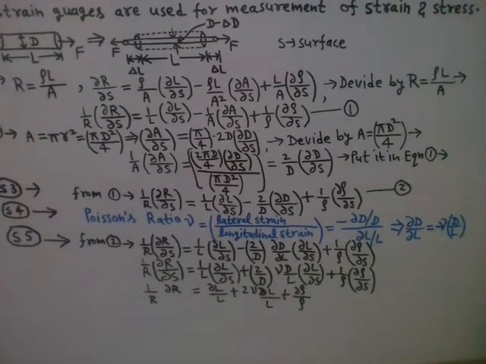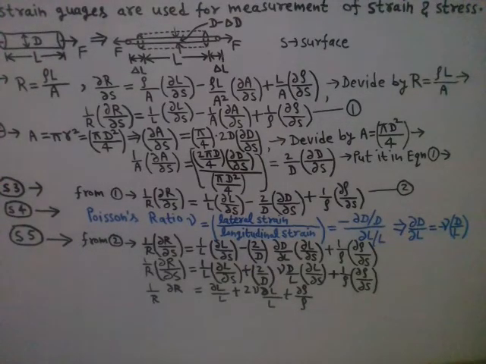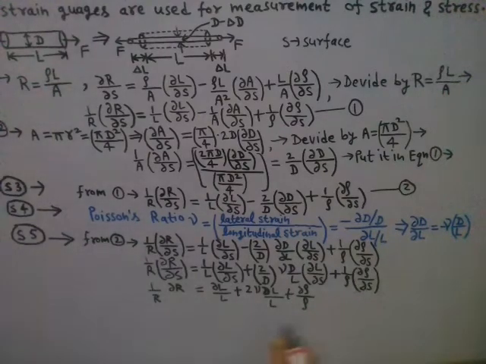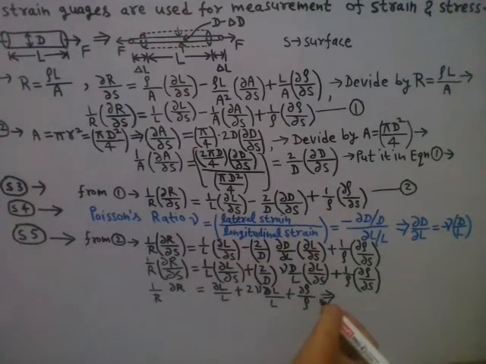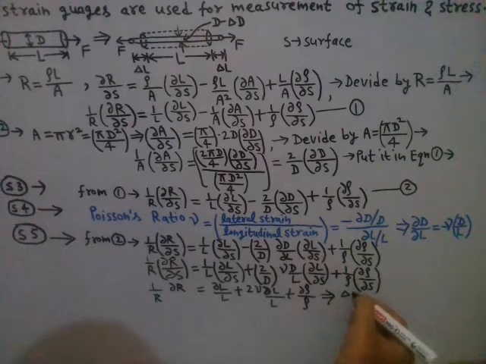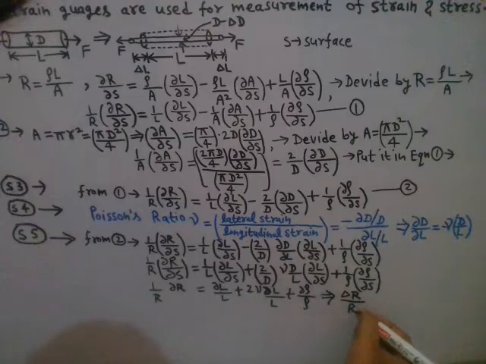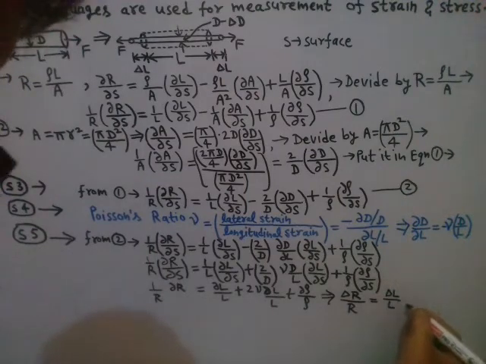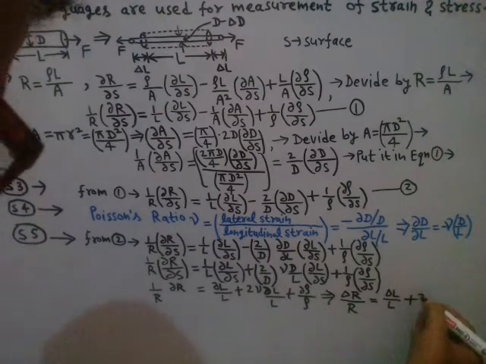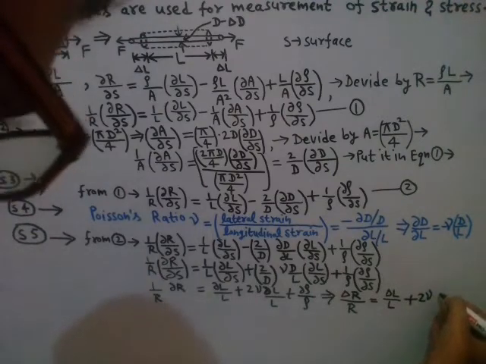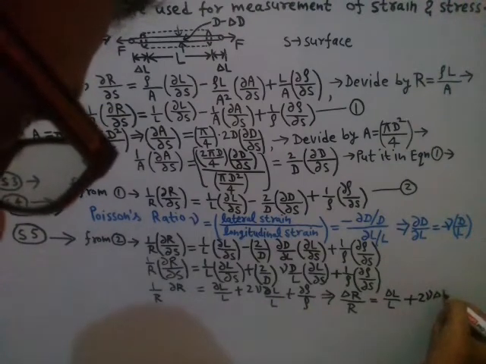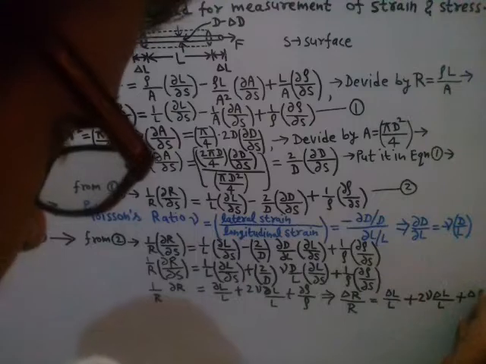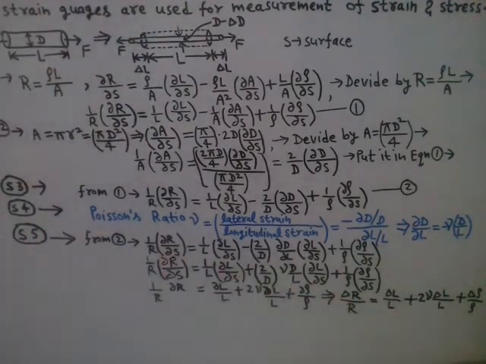Alright, so now you can simply write this, for a small variation, for very small variation you can simply write this: delta R by R is equal to delta L by L plus 2 times Poisson's ratio into delta L by L plus delta rho by rho, right?